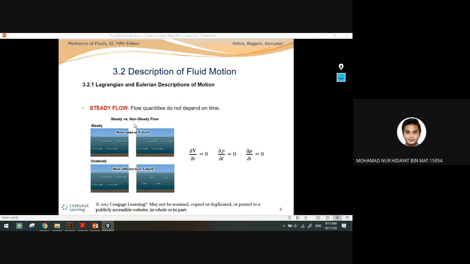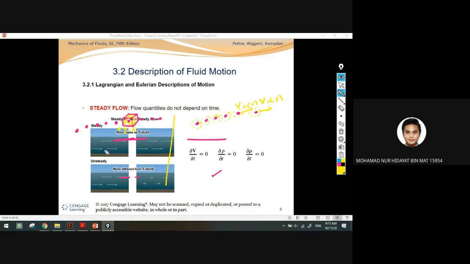So next, after we have learned the flow description, whether it is Lagrangian or Eulerian, we need to know whether the flow is steady or unsteady. For example, this is the highway, or we can call it the water flow. The steady flow means the flow quantity does not depend on time. So it is independent, it does not rely on time. This is now, this is future, and it is the same.